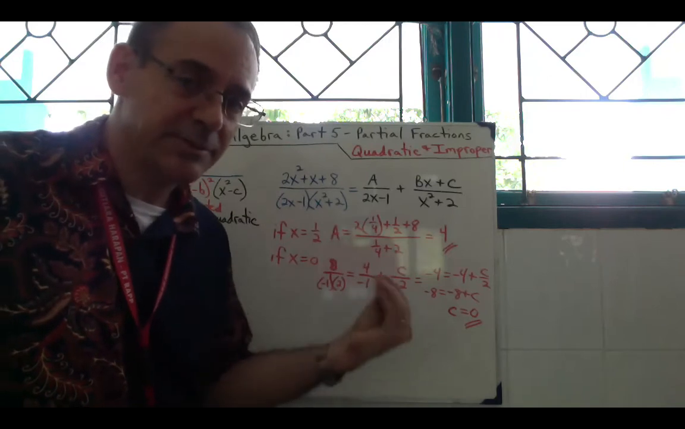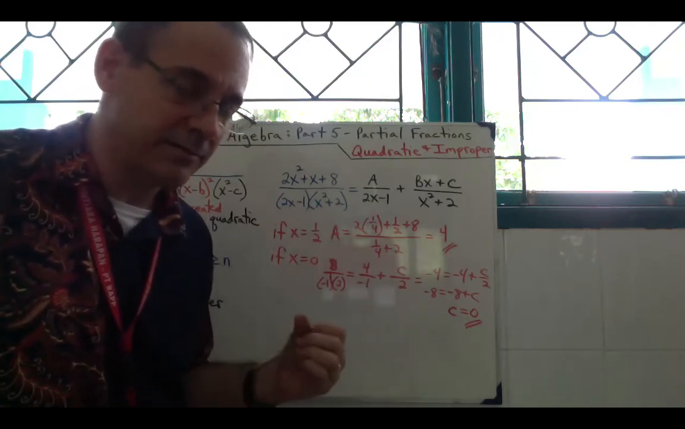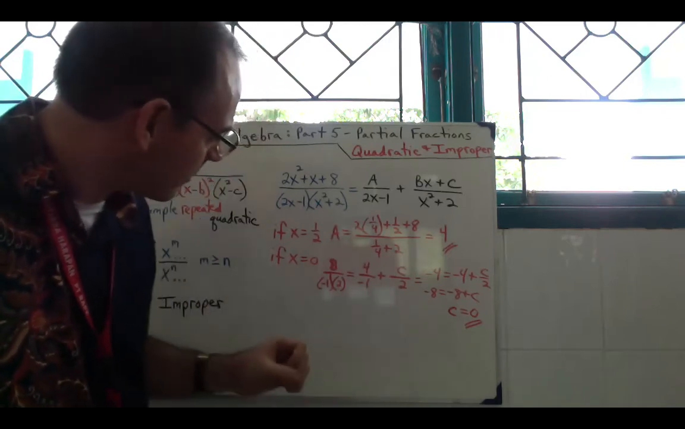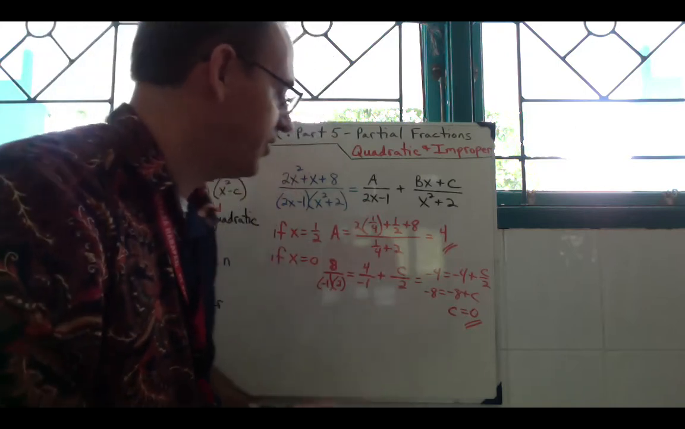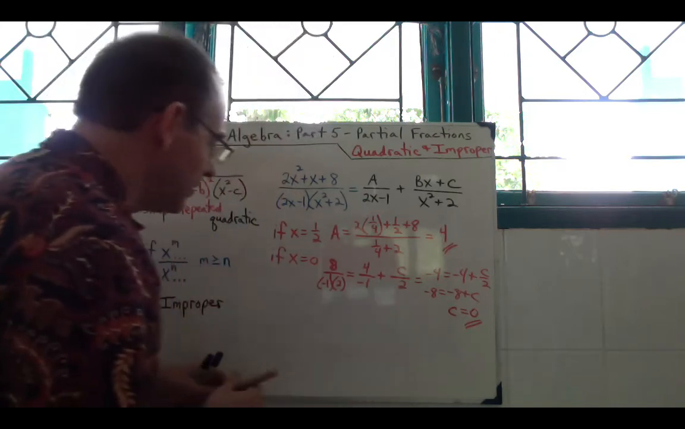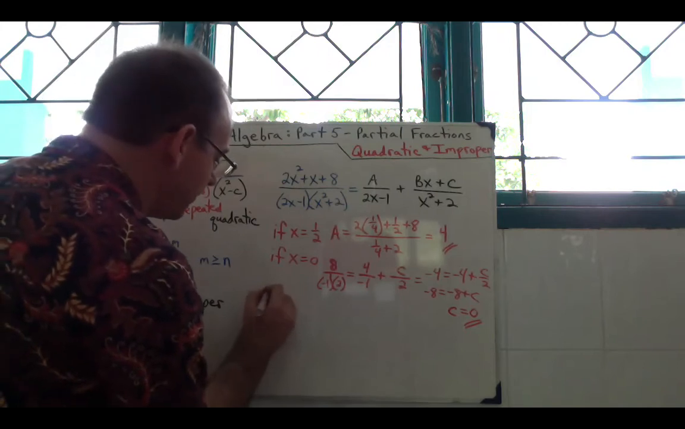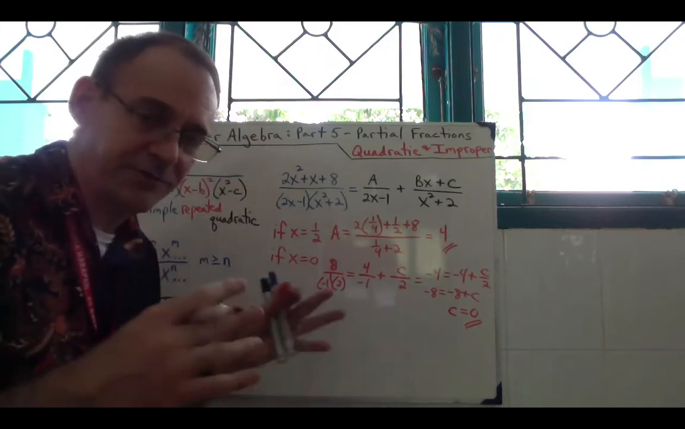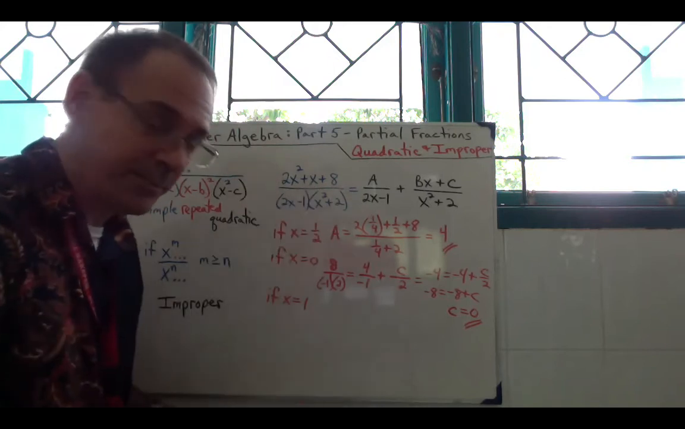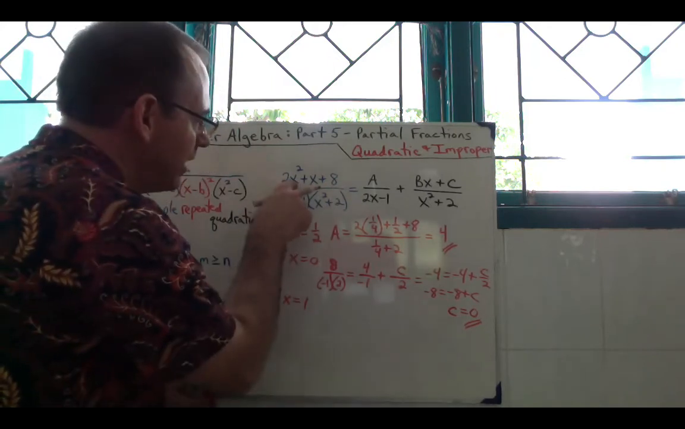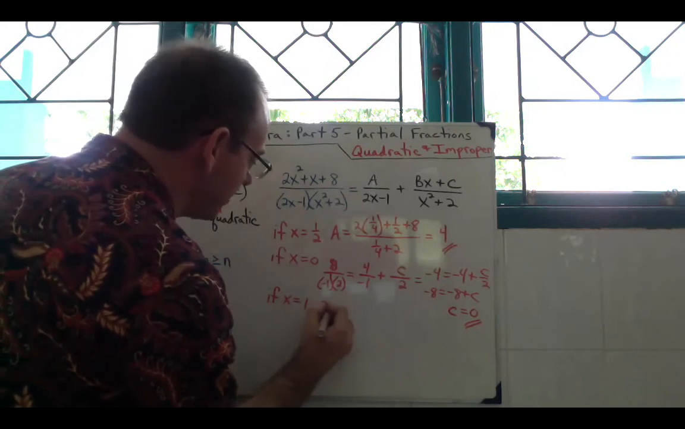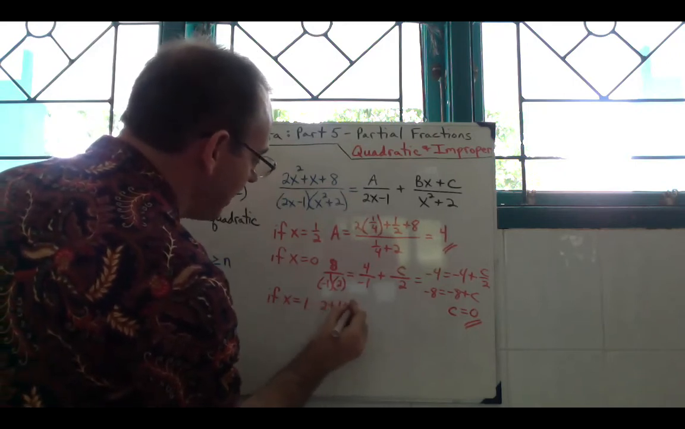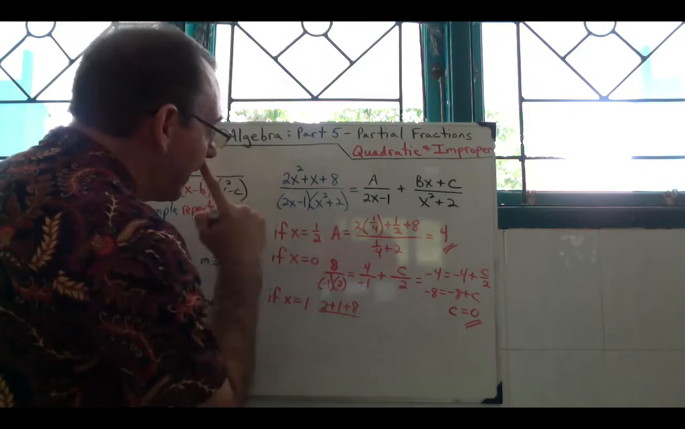It is a possible value that your variable can take. So we end up with a 0 for c, and we pick another number, and of course, if we've already used 0, we're going to use 1. Zeros and ones are very friendly for math operations. So we plug in a 1 here, and we get 2 plus 1 plus 8 all over 1.